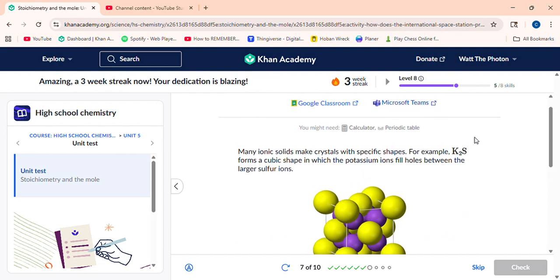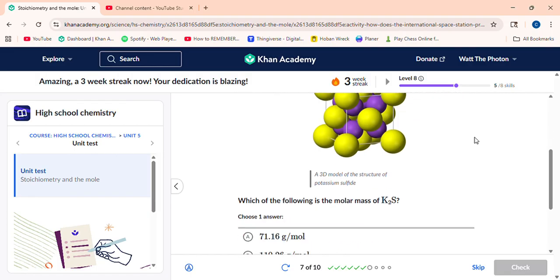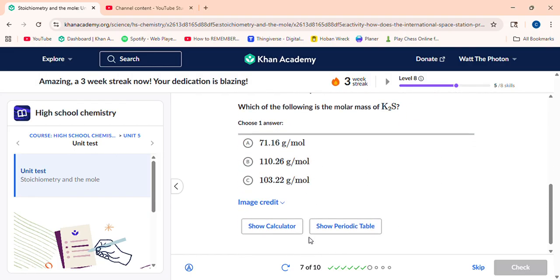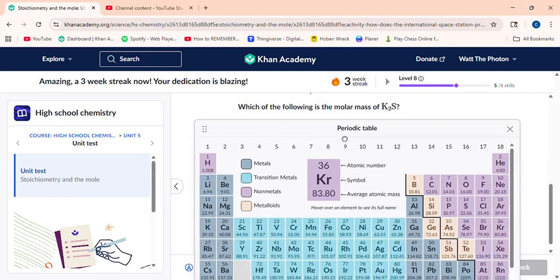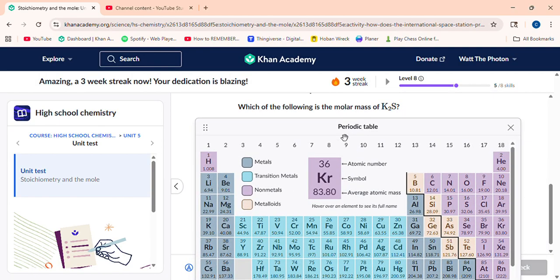How many ionic solids make crystals with specific shapes? For example, potassium sulfide forms a cubic shape in which potassium ions fill the holes between the larger sulfate ion. Which of the following is the molar mass of this? So let's get the periodic table out. So we have K2S.